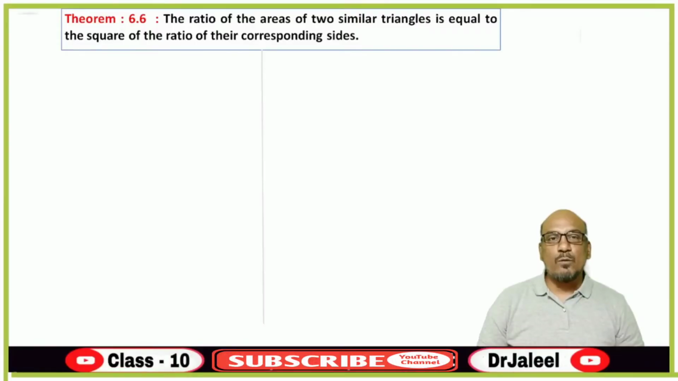Dear students, we are learning triangles. We have already completed the theorems from theorem 6.1 to theorem 6.5. Today, we are going with theorem 6.6, that is the ratio of the areas of two similar triangles. Children, listen from the beginning till the end so that you have clarity on the proof of this theorem. This is one of the most important theorems for CBSE and also state boards.